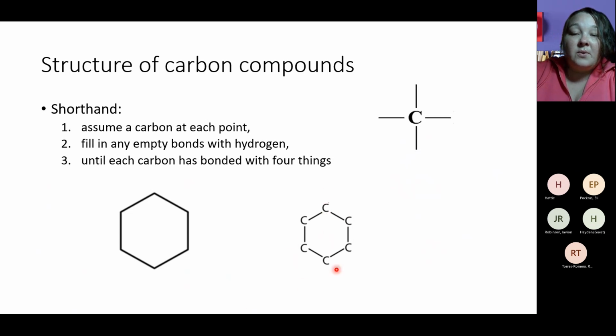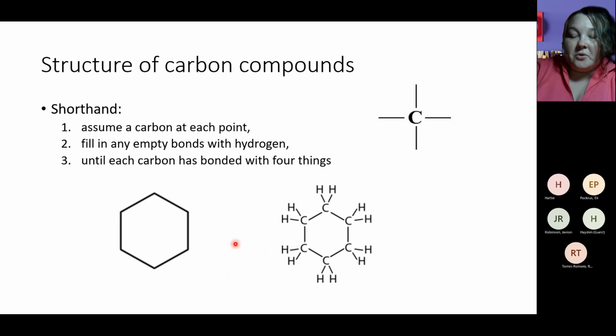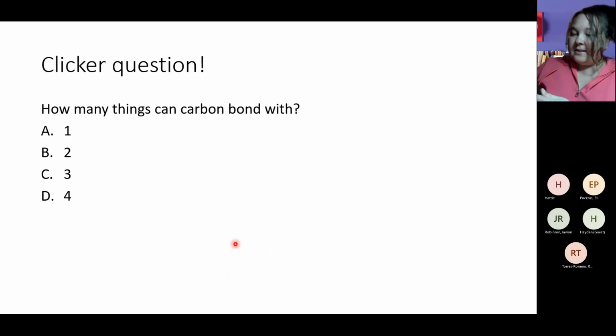So here, we're going to start by assuming a carbon at each point. So I've written in those carbons there. And now we're going to assume that we need some hydrogens here. So this carbon has bonded with 2 things already, and so we need 2 hydrogens. And the same with this carbon. It has 2 bonds, so it needs 2 more. Hydrogen is just the default that you fill in, and so on and so forth. So this is the shorthand, and this is the not shorthand. There we go. Next clicker question.